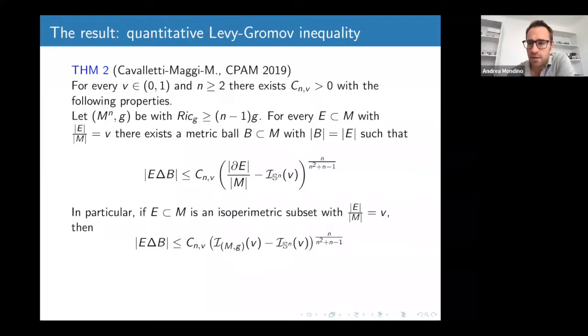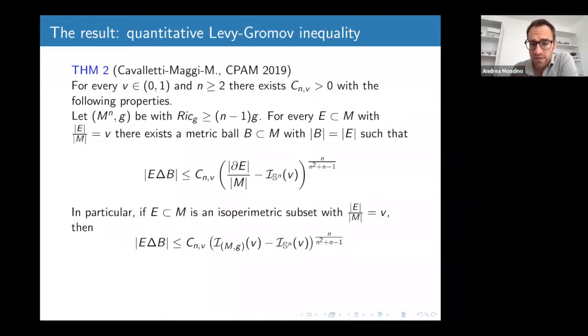So how to read this result? It is saying that if a set E inside the manifold. Now we have a manifold which is not the sphere, a priori just a manifold with lower bound on the Ricci by n minus one. Okay, so you have the Lévy-Gromov inequality, which is telling you that the perimeter of this set is bounded below by the isoperimetric profile function of the sphere at the volume V, which is the volume of the set. But now what this statement is saying is that if the perimeter of the set is close to the model one, to the optimal one in the sphere, then there exists a ball inside the manifold such that the set E is close to the ball in L1 sense, so in volume.